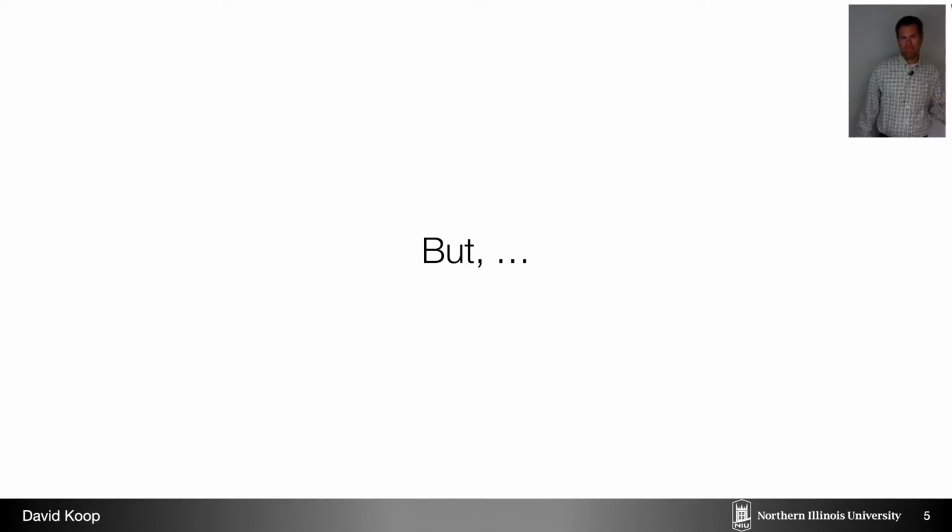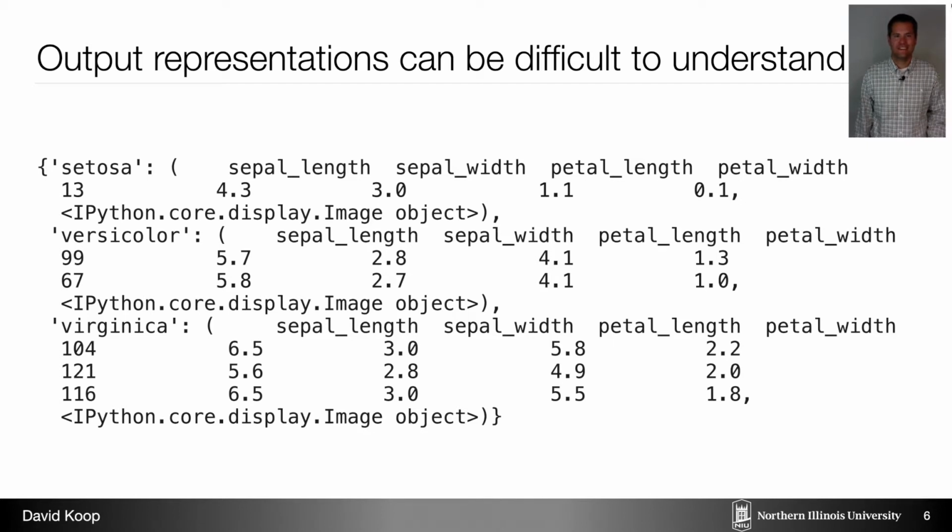Now, granted that I painted this pretty rosy picture of why notebooks are great, you had to expect there was a but coming. And I want to focus on a couple of those things. One is that output representations can be difficult to understand. So here we have a dictionary of tuples. Inside of there are data frames and images, right? And so this nesting is first one of the hard things to sometimes break apart. If I want to access a particular part of a complex data structure, where do I look? Where do I start, right?